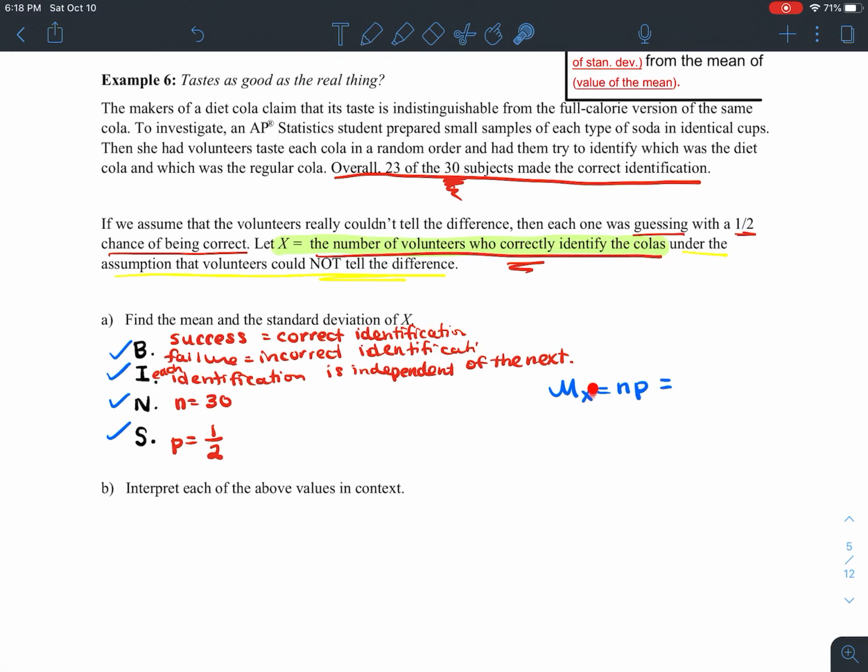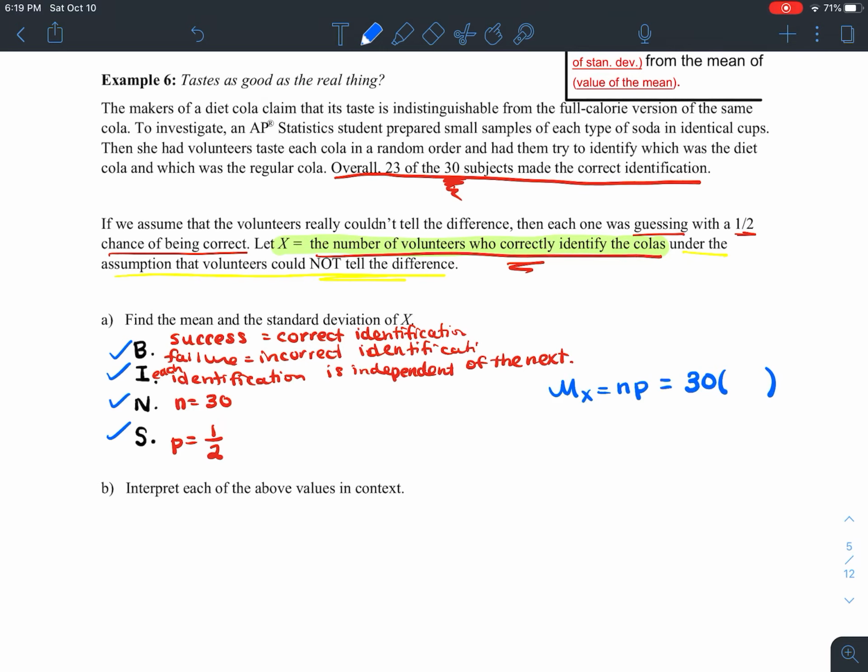When we're looking for the mean, this is like what would be the expected number of correct identifications that we think would happen out of 30 if there was really just a 50-50 chance of guessing it correctly. And when it's posed like that, we would expect half of the 30 to guess correctly. We'd expect there to be 15 correct guesses. And that's in fact what this formula is suggesting.